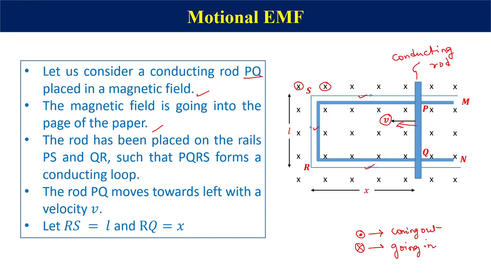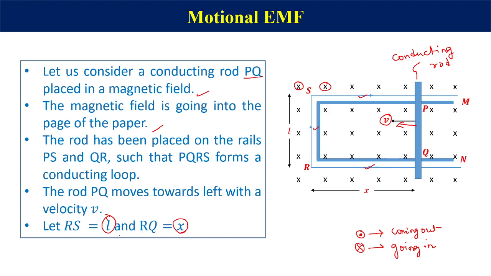Now remember, in this case the magnetic field has been put as uniform. That means the magnetic field is not changing its value, and its magnetic flux density is also remaining constant and uniform all throughout this volume. Now let's consider the length of this side RS as L, and RQ, the distance between the conducting rod and this rail SR, as equal to X.